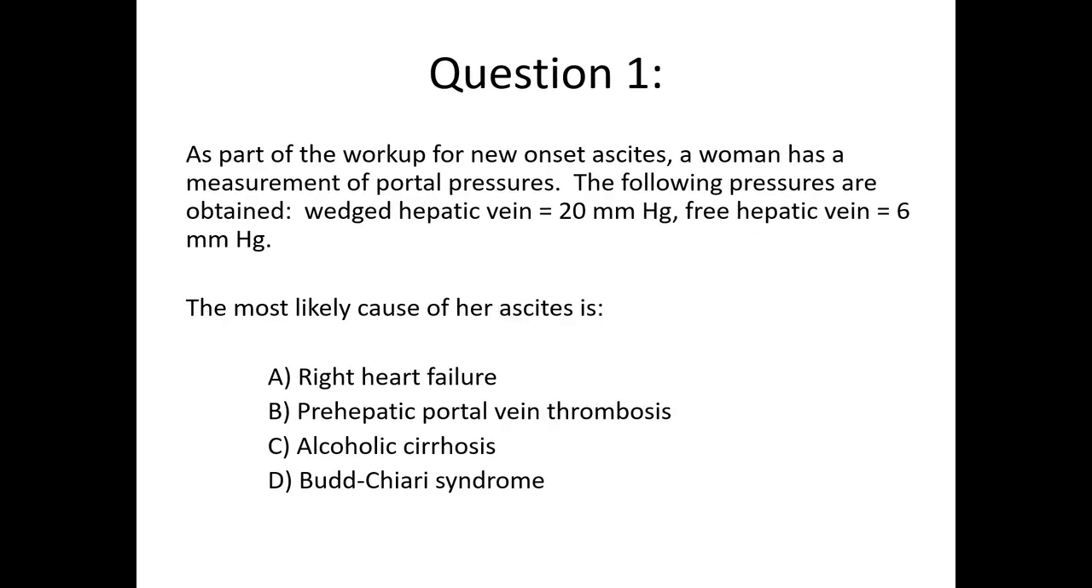Question number 1. As part of the workup for new onset ascites, a woman has a measurement of portal pressures. The following pressures are obtained: wedged hepatic venous pressure, 20 millimeters of mercury, free hepatic venous pressure, 6 millimeters of mercury. The most likely cause of her ascites is A, right heart failure, B, prehepatic portal vein thrombosis, C, alcoholic cirrhosis, D, Budd-Chiari syndrome.